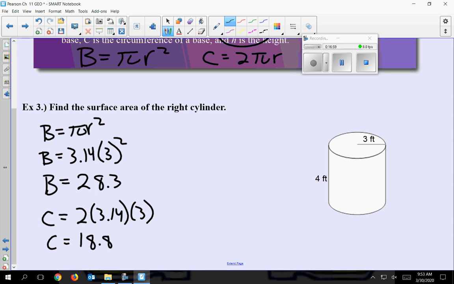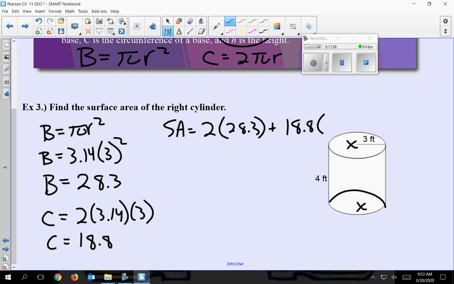So now I got my pieces for this. So the surface area is going to be 2 times the area of the base, so that was 28.3. And I'll stop for a second. Why are we doing 2? Well, because it's got a top and it's got a bottom, okay? So you have to multiply both of those to get surface area, because I'm getting everything on the outside. Plus the circumference of the cylinder times the height, and the height was the line that connects the two bases, okay?